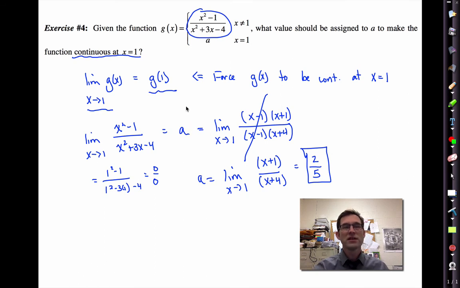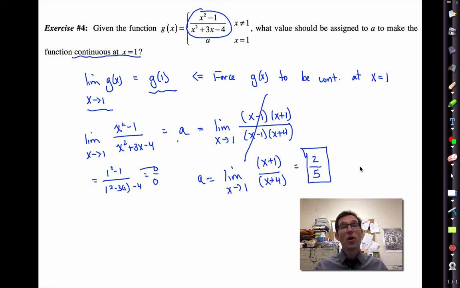In order for it to be continuous, the limit of g of x as x goes to 1 has to be g of 1. But then the limit of g of x as x goes to 1 is given by the limit of this rational expression. G of 1 is given by a. And I just keep working it down until I find that a is 2/5.